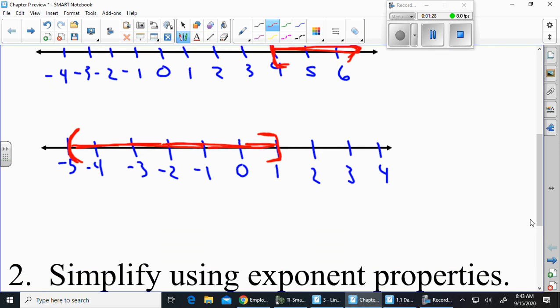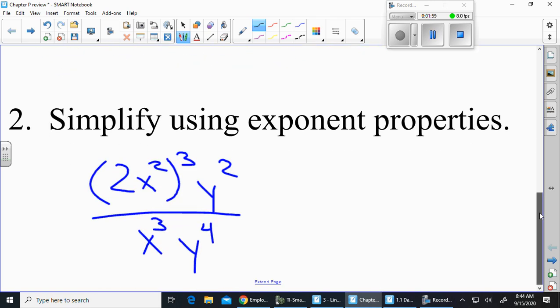If I gave you this one, the inequality would be -5 less than x less than or equal to 1. If it was an interval, parentheses -5 to 1. And remember, this could have been a closed dot. This would have been an open dot. So it can either be the dots on the lines or the parentheses and the brackets.